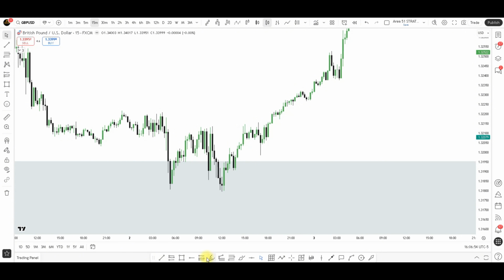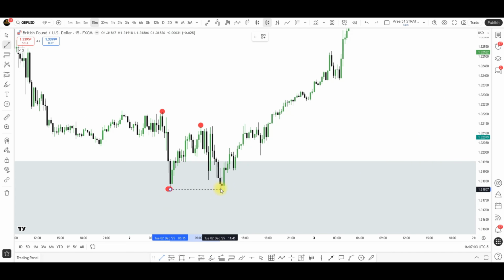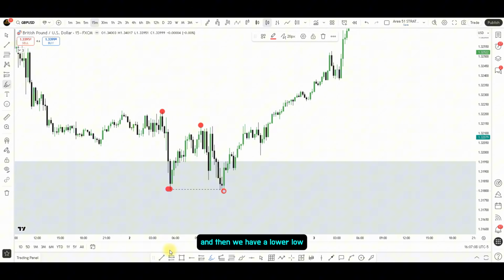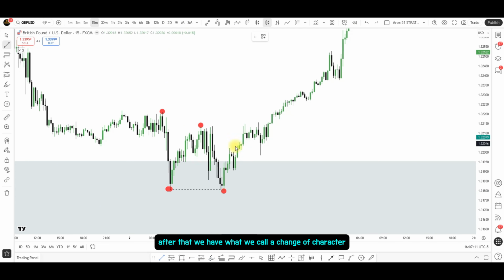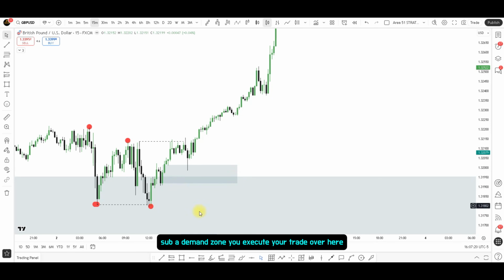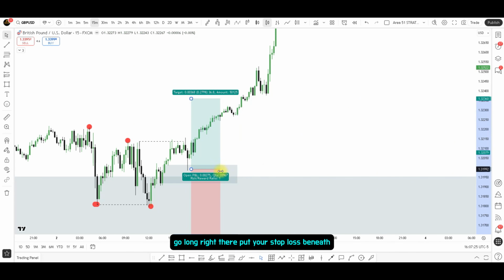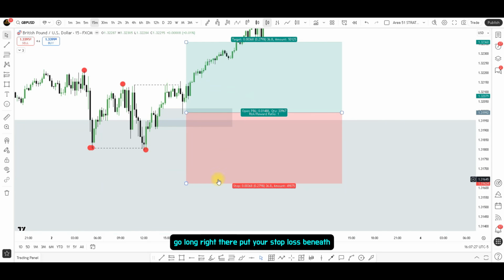Remember that, guys. You always have to have a confirmation before you execute any trade. Okay, we have a lower high led to lower low, lower high. Let's see if anything happened over here. Okay, lower high, and then we have a lower low. After that, we have what we call a change of character. Price comes back to test a lower time frame demand zone. You execute your trade over here, go long right there, put your stop loss beneath.